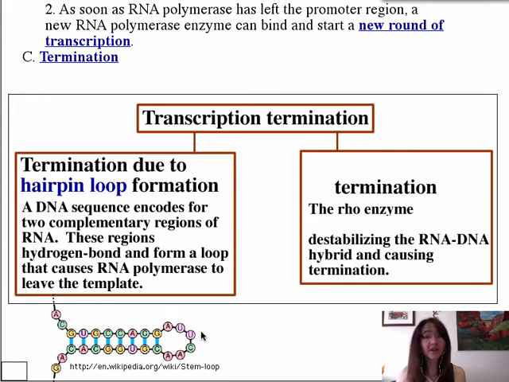Here's a zoom in on a hairpin loop, and you can see there the local hydrogen bonding that is forming in the RNA itself. So it's this little region of local structure in that RNA that causes the destabilization.